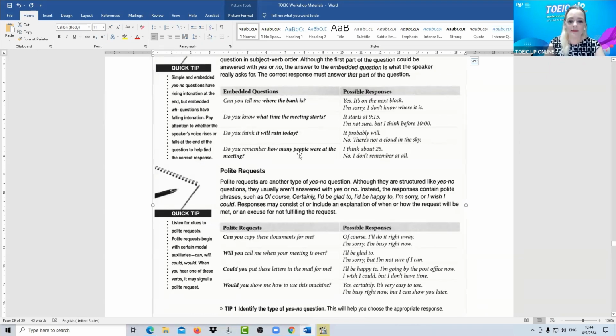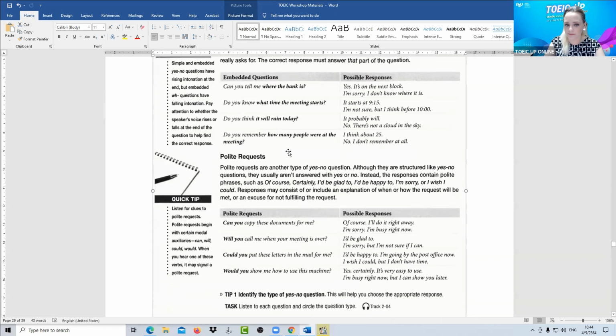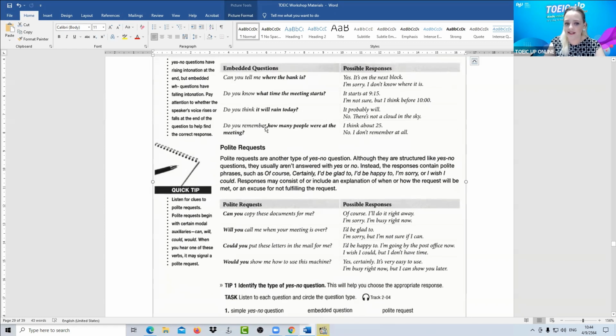Do you remember how many people were at the meeting? The actual question is, how many people were at the meeting? I think about 25. Or no, I don't remember. So if you don't know the answer, you can answer with no. You actually don't know the answer.